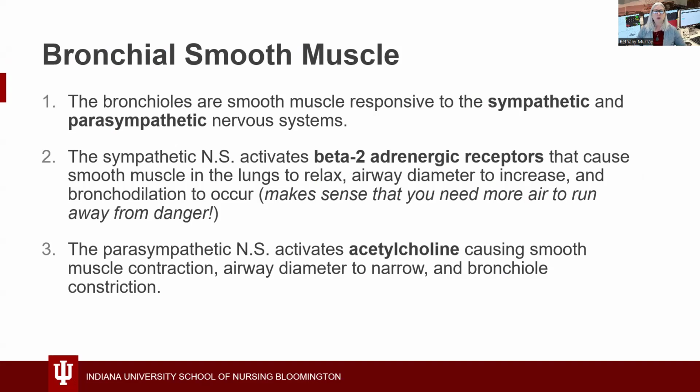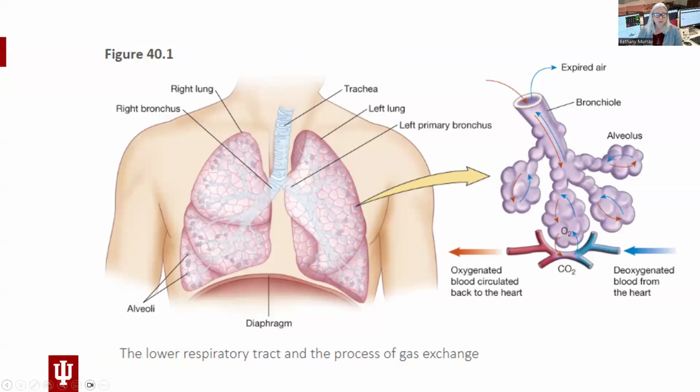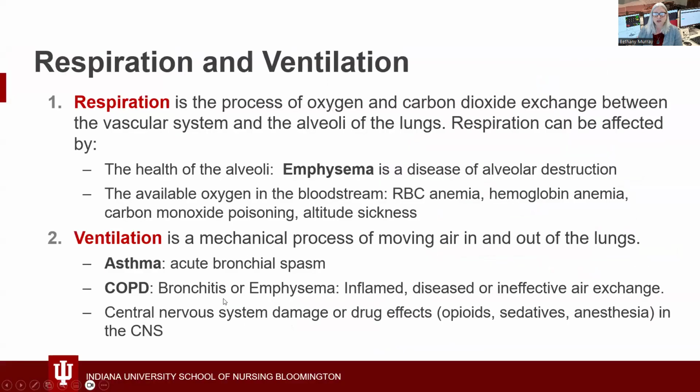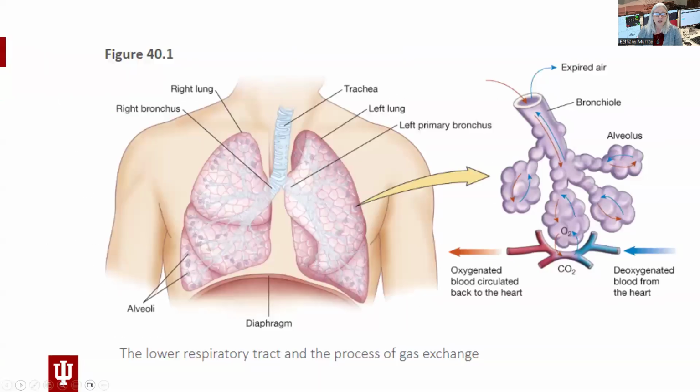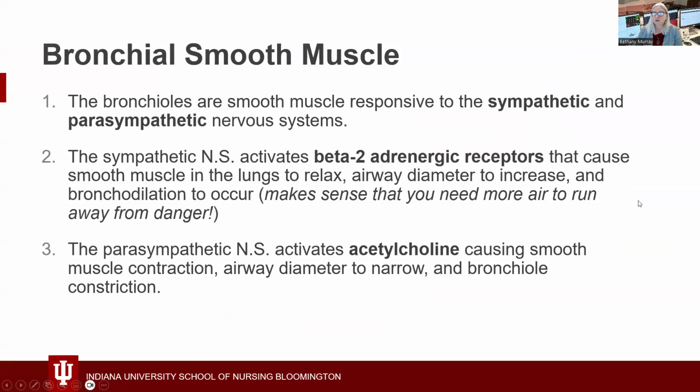It activates acetylcholine, causing smooth muscle contraction and the airway diameter to narrow. We don't have to take a lot of deep breaths. So as you look at this, you should be thinking about how could we improve ventilation in these chronic, and I'm going to say ventilation, not respiration. How can we improve ventilation for asthma and COPD while we're thinking about nervous system effects?